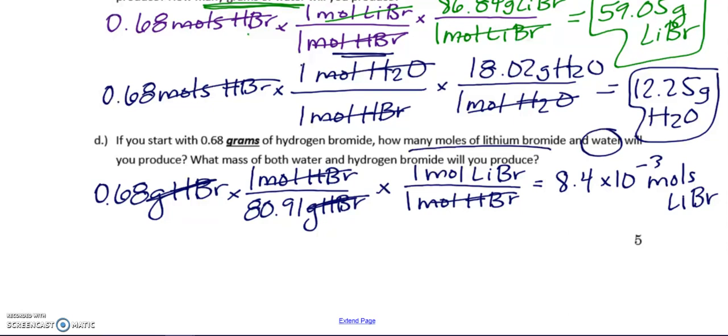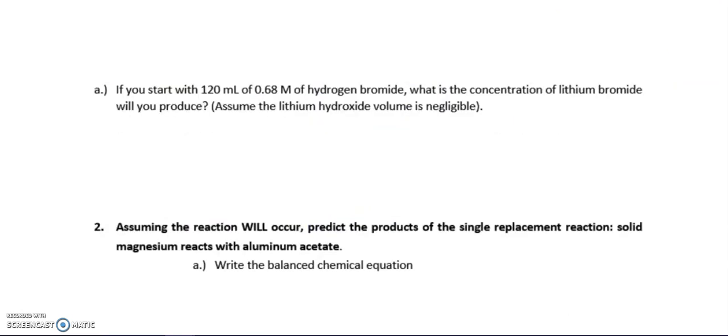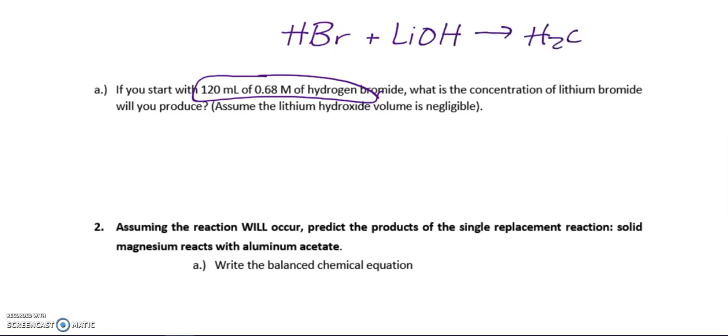So go ahead and do the same thing with water. Start with 0.68 grams of hydrogen bromide and get to moles of water. So, if I give you volume and molarity instead of mass, you're still going to have to do the same thing. You still have to get this in terms of moles. So it says if you start with 120 milliliters of 0.68 molar hydrogen bromide, what is the concentration of lithium bromide that you will produce? So we're using the same equation as before. So hydrogen bromide plus lithium hydroxide gives you water. So we're continuing this chemical equation.